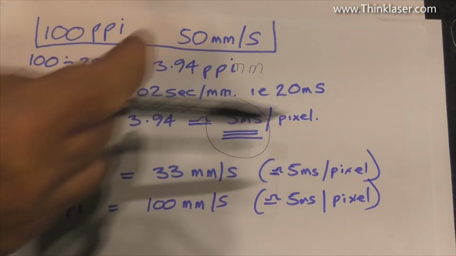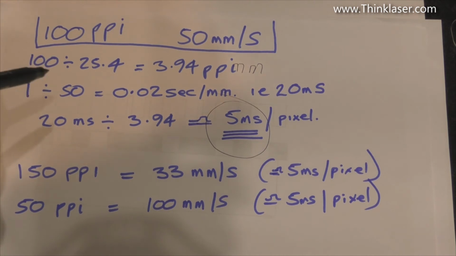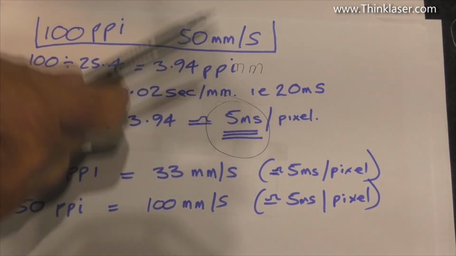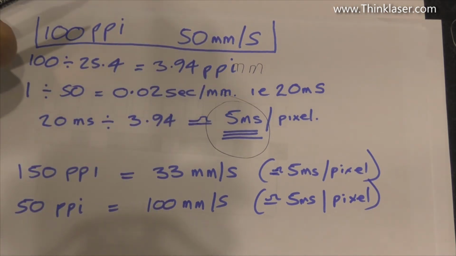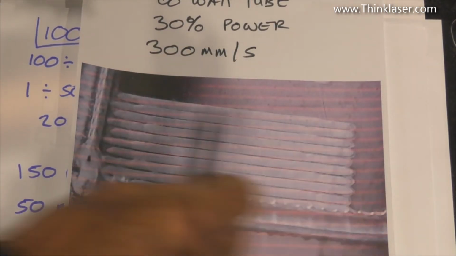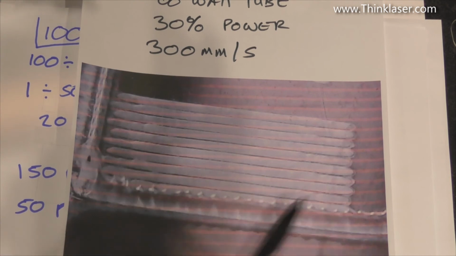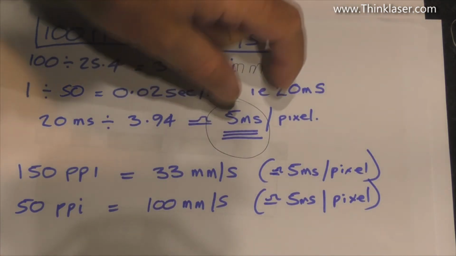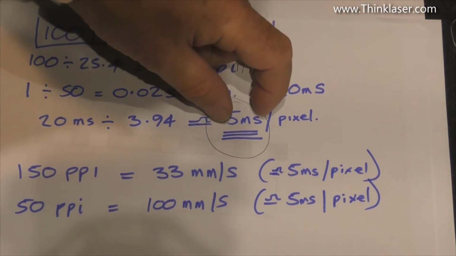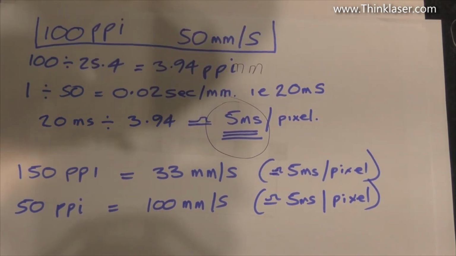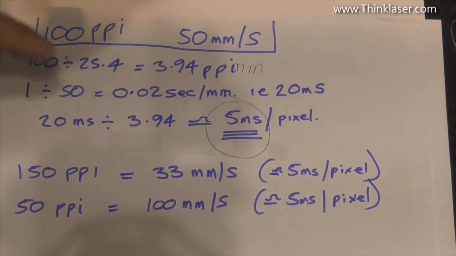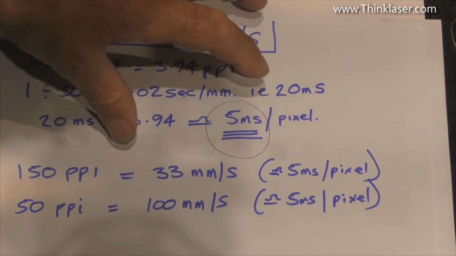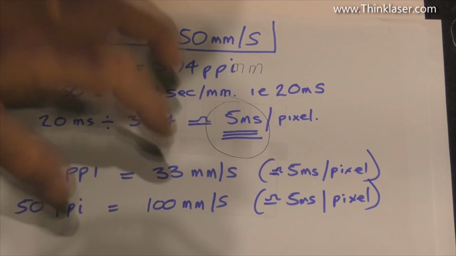Now, if we start messing around with anything faster than 5 milliseconds per pixel, then we shall start producing something which is getting closer and closer to this. So at the end of the day, the crucial thing is how much time we're spending putting a pixel down. And that depends on the resolution of the picture and the speed at which we do it.